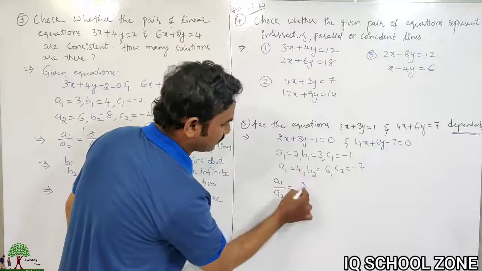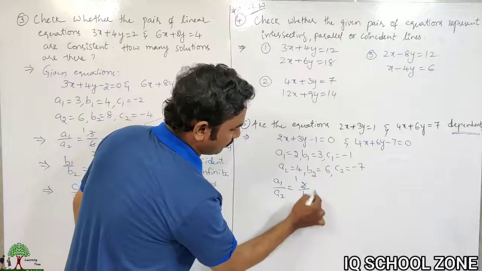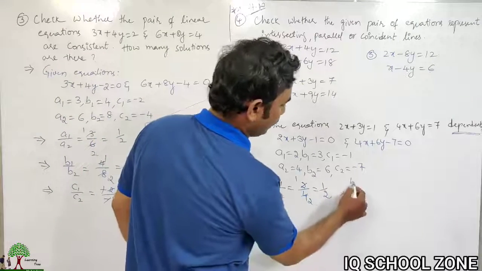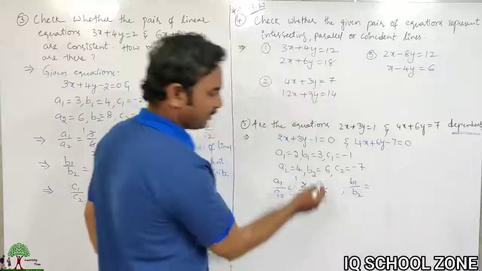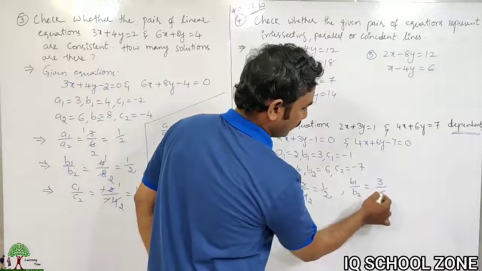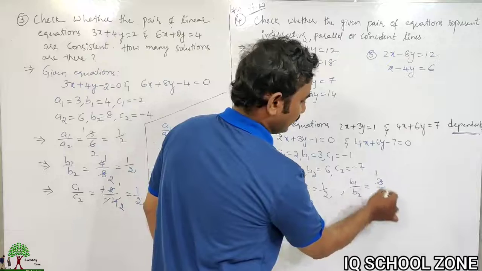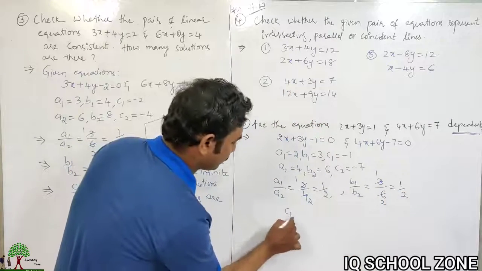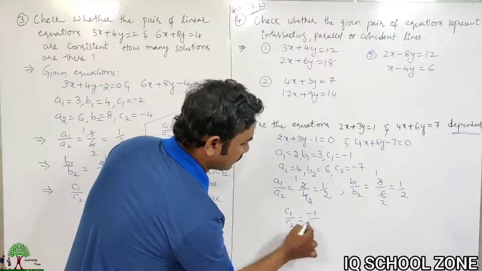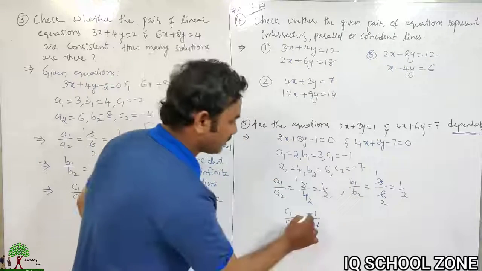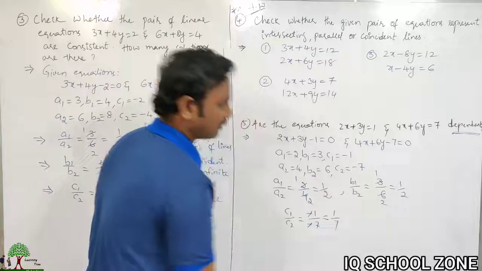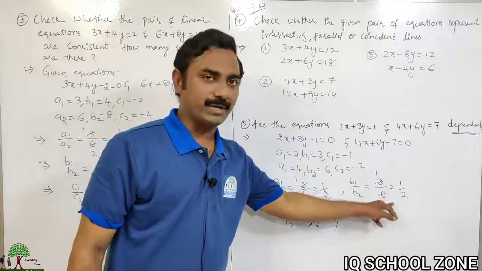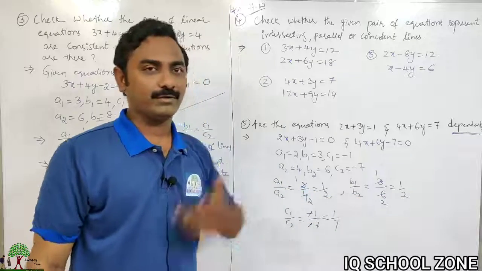So dependent condition: let us check a1 by a2 first. 2 by 4. By cancelling we get 1 by 2. Then b1 by b2. So how much is b1? 3 divided by b2, which is 6. 3 ones are 3, 3 twos are 6. b1 by b2 is 1 by 2. Then c1 by c2. Minus 1 by minus 7. Minus minus gets cancelled, you get 1 by 7. So what do you get here? a1 by a2 is 1 by 2, b1 by b2 is 1 by 2, but c1 by c2 is not equal to 1 by 2.